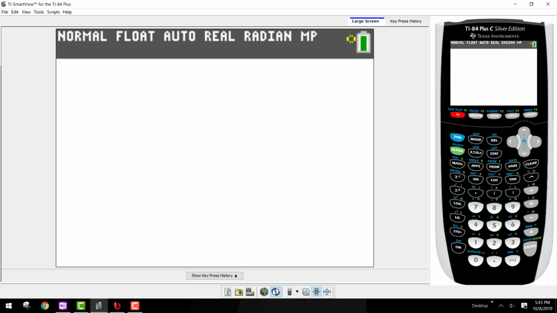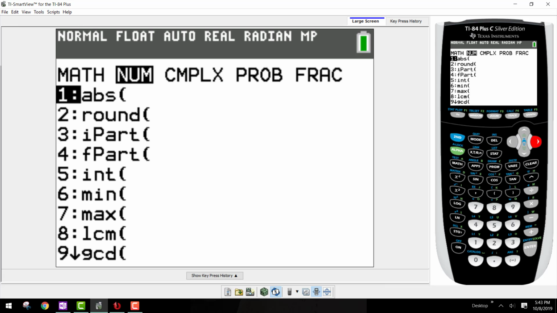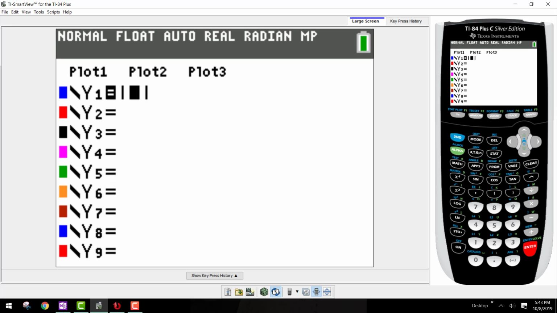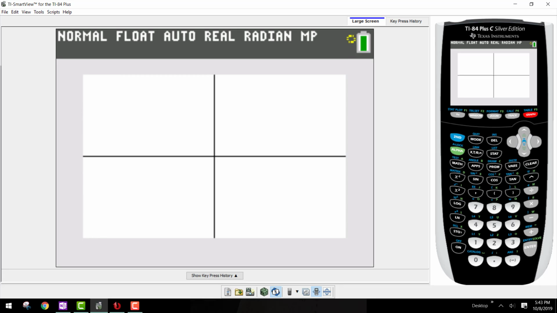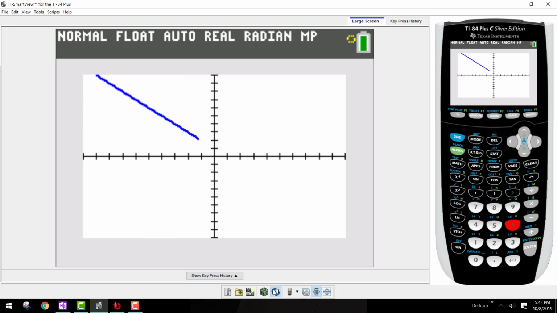But let's look at the function. So I have the absolute value of x minus 1. I'm zoomed in, so let me hit zoom 6. At 1 we're at the vertex, and the derivative does not exist there. So you have to be really careful, okay?